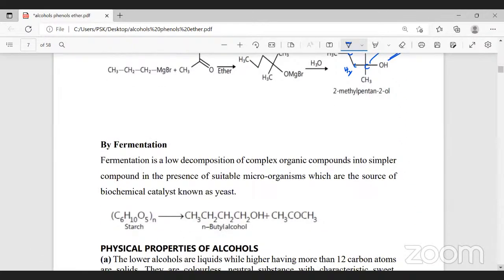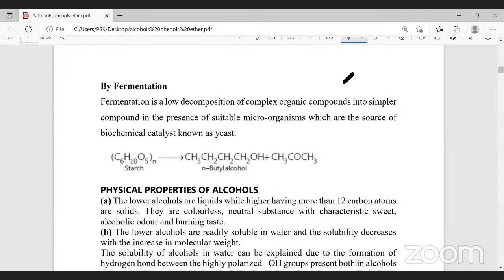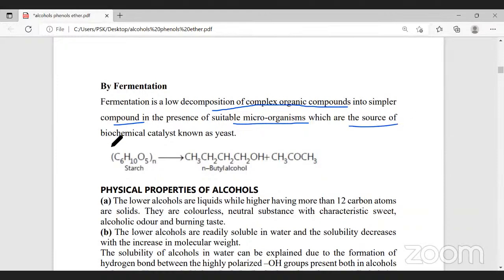Now the next one is fermentation. By fermentation, we know that people prepare alcohols at home. Now fermentation is nothing but the breaking of huge molecules into smaller molecules by an enzyme, a biochemical catalyst. Fermentation is the decomposition of complex organic molecules into simple compounds in the presence of suitable microorganisms, which are a source of biochemical catalysts known as yeasts.